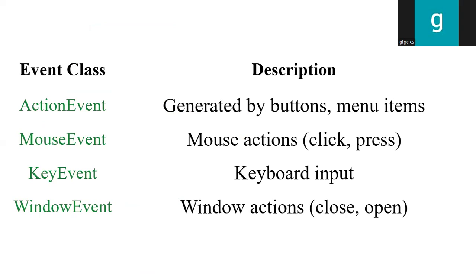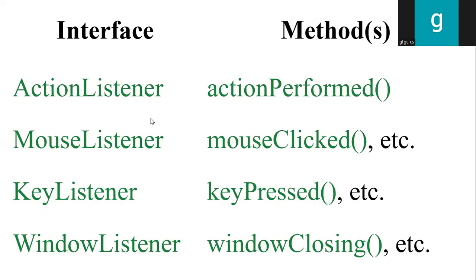When we want to use mouse actions, then we have to use the MouseEvent. When we want to use keyboard inputs, then we have to use the KeyEvent class. When we have to handle a window action, then we have to use the WindowEvent class. For that, we need different kinds of interfaces and methods.